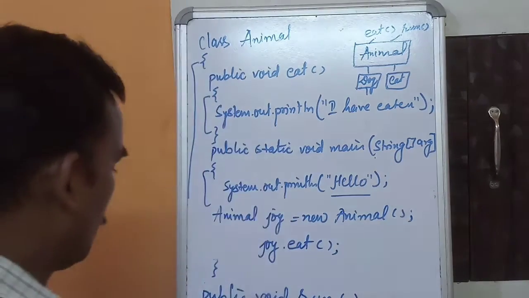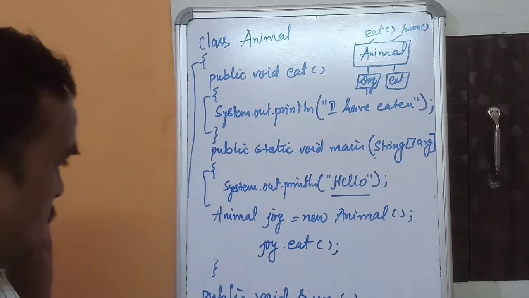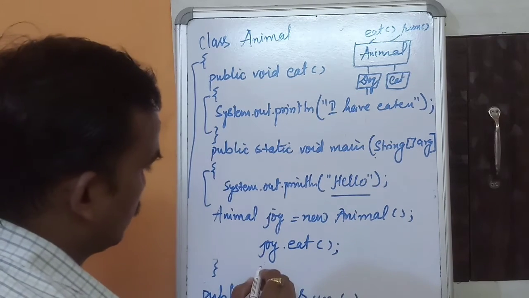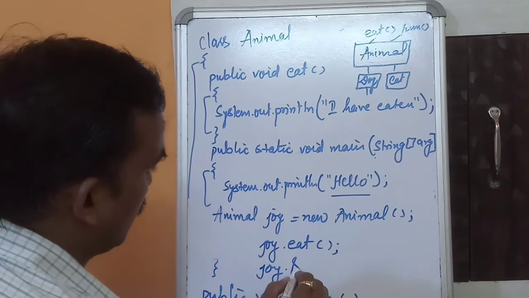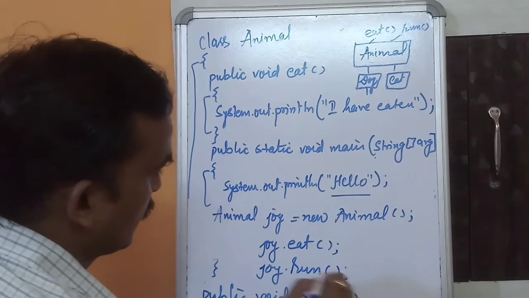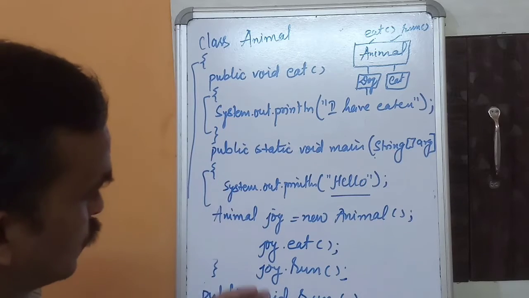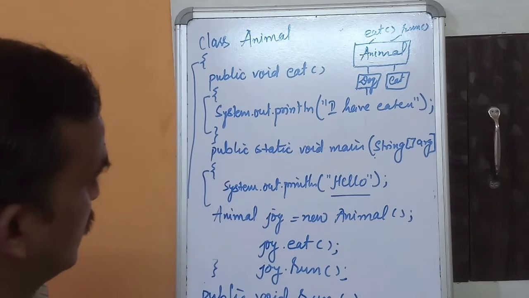Okay, I am not running. I am going to close this. So now to access this method, again we can use joy.run. Simple. So that was accessing two different methods.